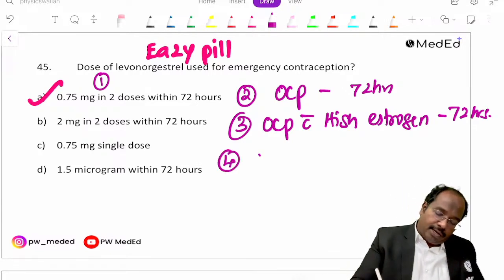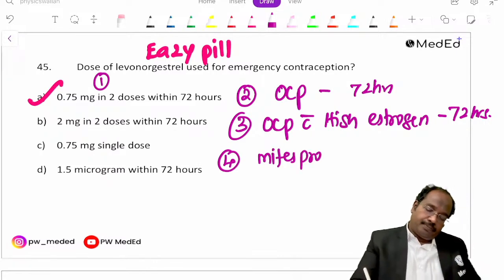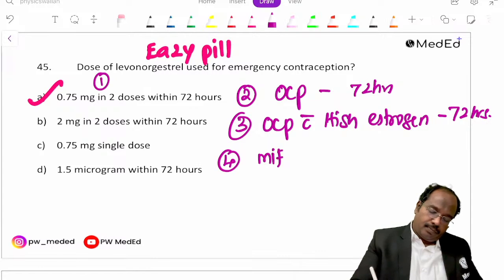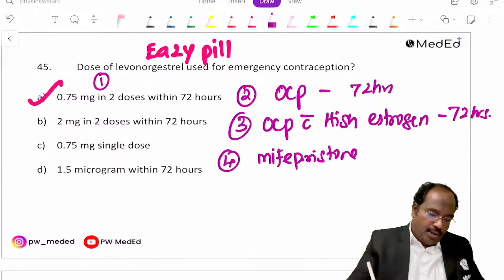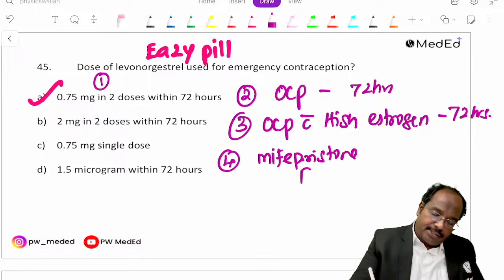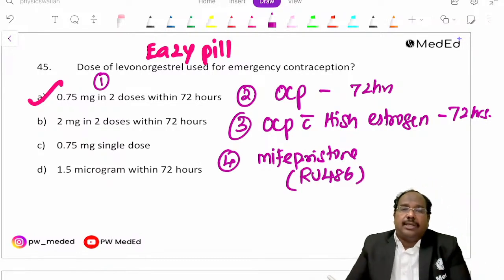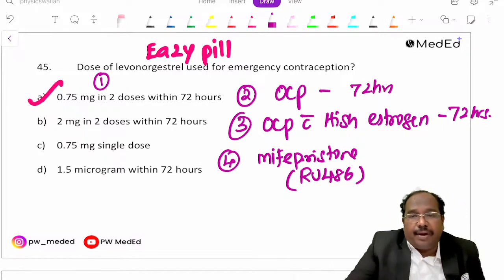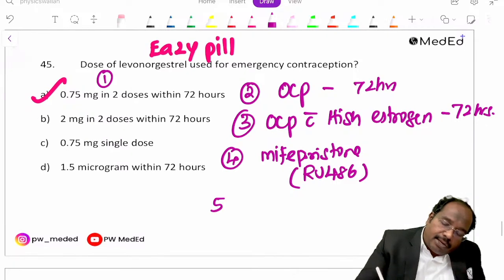And the fourth one is you can give mifepristone. This we call RU486. So this is single dose mifepristone. Single dose you can give. Okay, fine. Next, fifth is you can give IUCD.